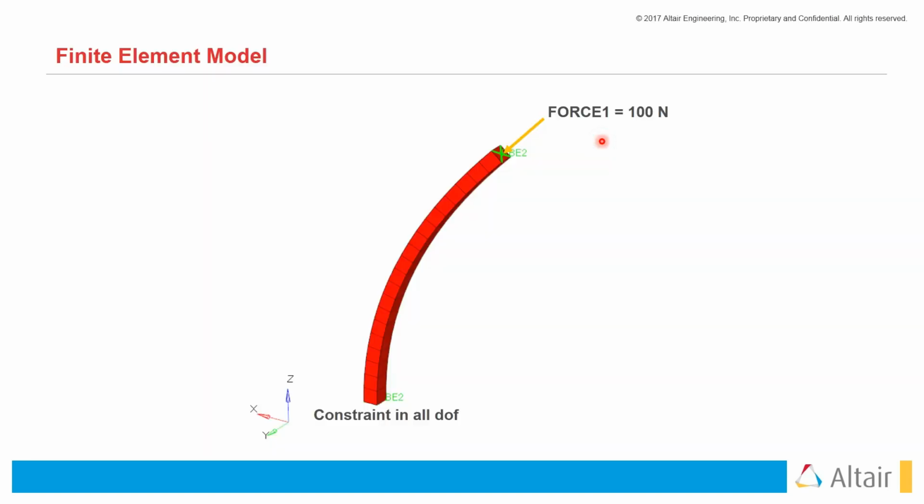For this tutorial, let us consider this beam model. It is constrained in all degrees of freedom at one end, and it is subjected to a force of 100 Newton at the other end.